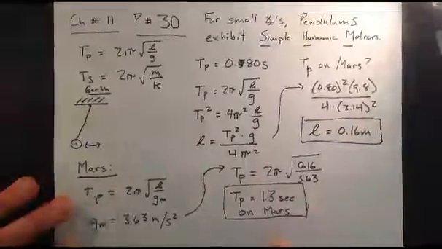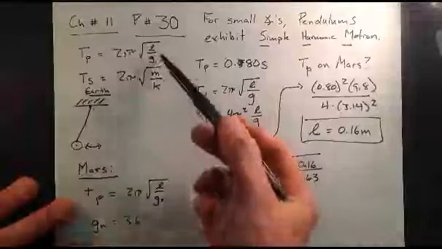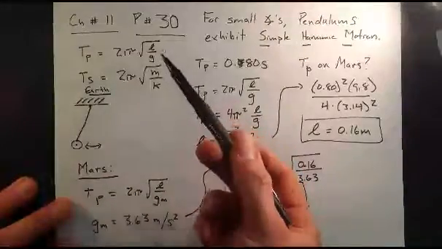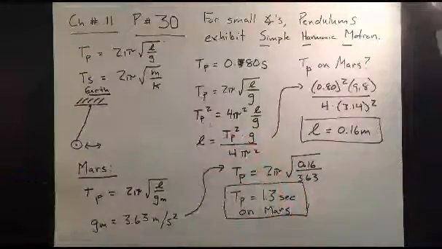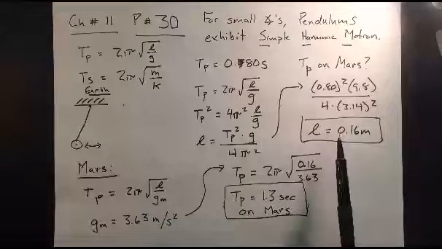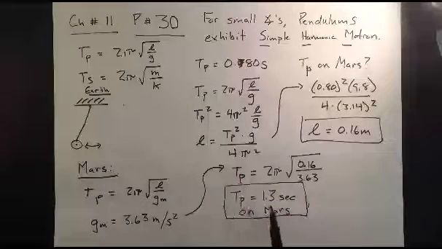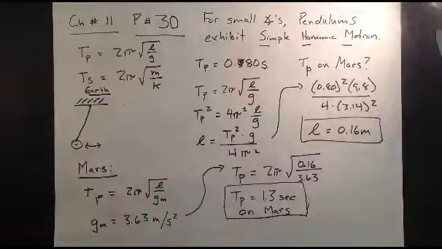So let's review here. So we have our formula for the period of a pendulum. It just depends on the length of the pendulum and the acceleration due to gravity in that area. So a pendulum that has a period of 0.8 seconds on the Earth would have a period of 1.3 seconds on Mars. All right, well, thank you very much, physics students.